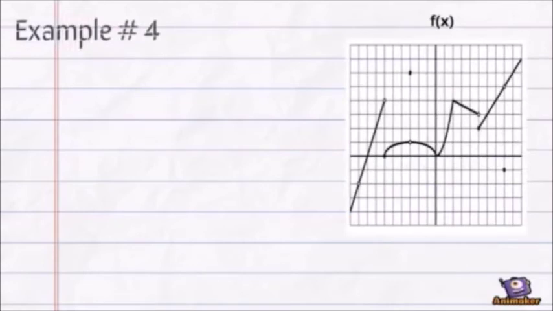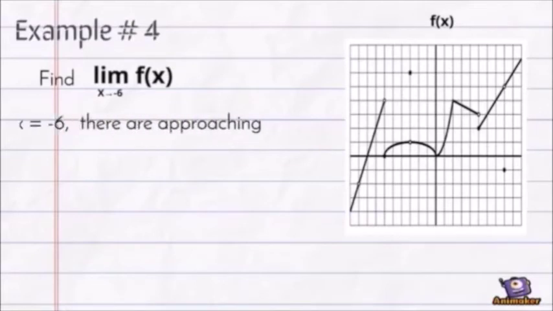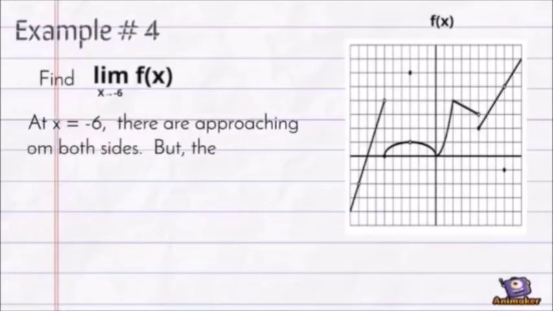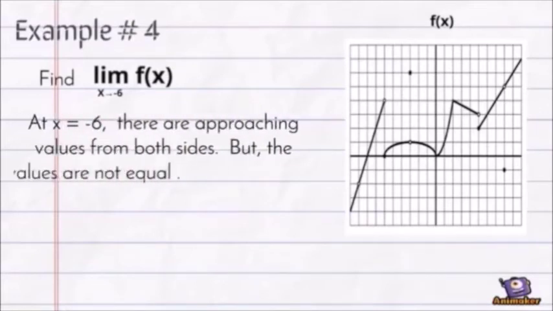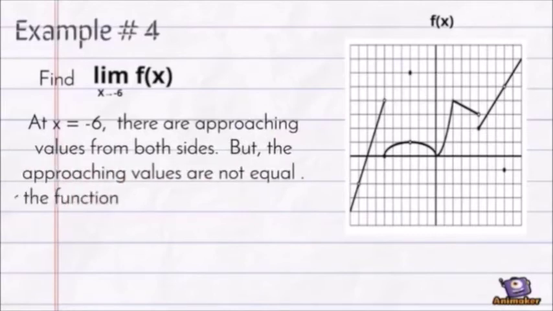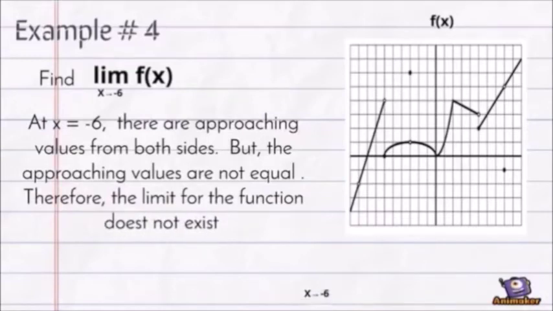Example number 4. Find the limit of f of x as x approaches negative 6. At x equals negative 6, there are approaching values from both sides, but the approaching values are not equal. Therefore, the limit of the function does not exist.